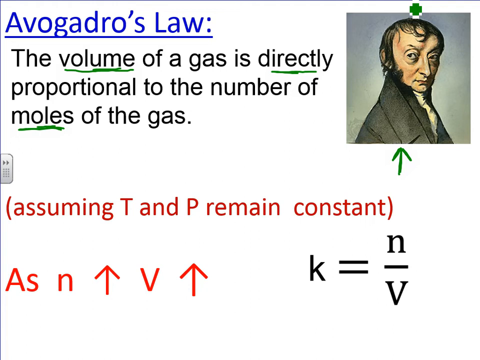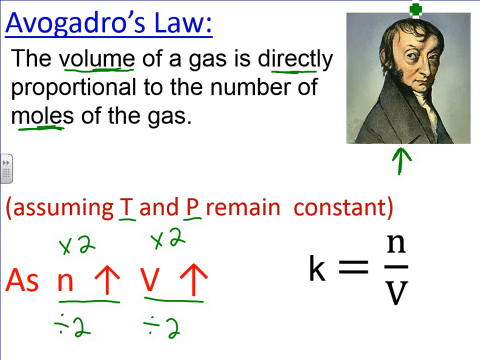What this means essentially is as moles increases, volume increases in a direct way. So if you double the moles, then you will double the volume. Or if you divide the moles by 2, if you half the moles, then you half the volume. If you multiply by any number, volume goes up by the same ratio or proportion. Now this is assuming that T and P are held constant.